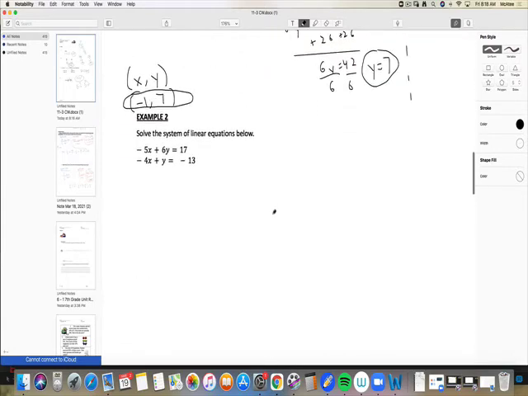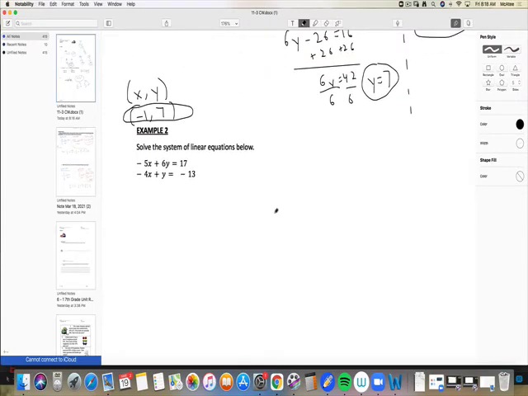Alright, let's do another one. This time we'll notice one of these is easier to isolate, and it's the y right here. In problem 1 we isolated x, but right now I'm going to isolate the y. I'm going to move the 4x over. So this is going to become y equals 4x minus 13. Move this other guy over. We don't change anything.